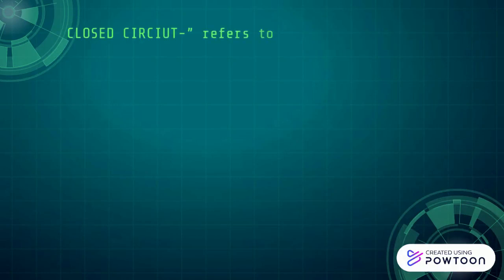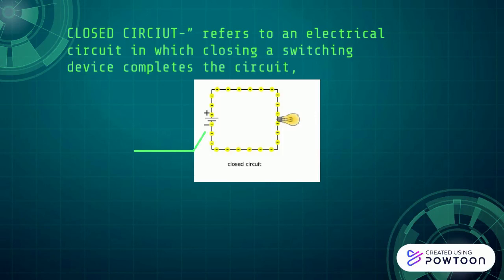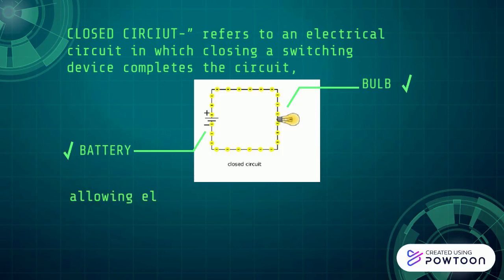Closed circuit. The first explanation of closed circuit is the first non-electrical circuit in which closing a switching device completes the circuit, allowing the electrical current to flow through the switch from the source to the load.